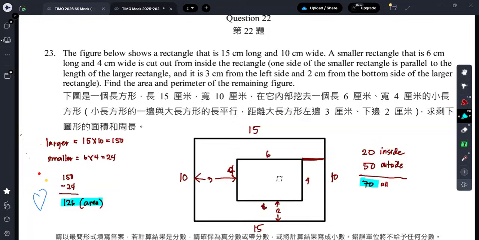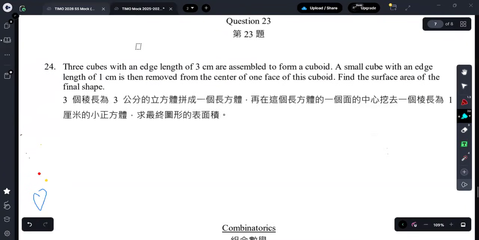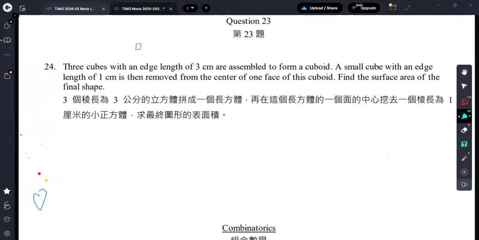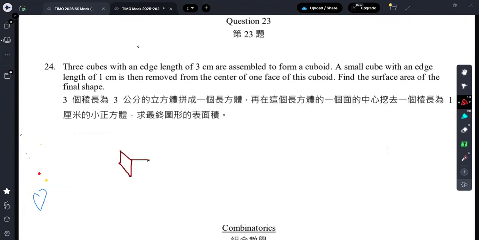Number 24. Three cubes with an edge length of 3 centimeters are assembled to form a cuboid. So you have something like this. This is 3, and this is 3 also. Are assembled to form a cuboid. A small cube.